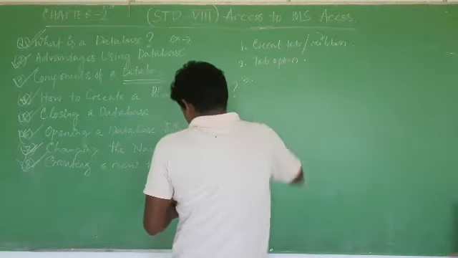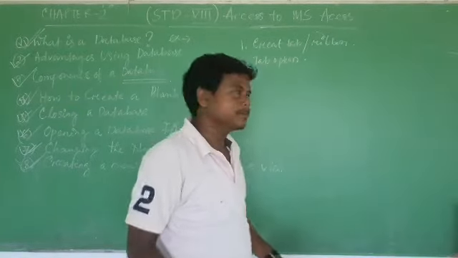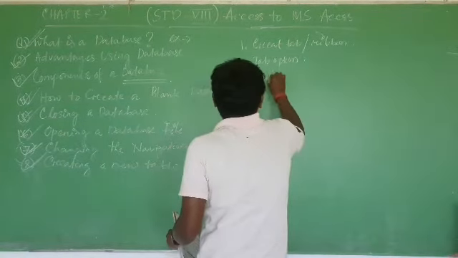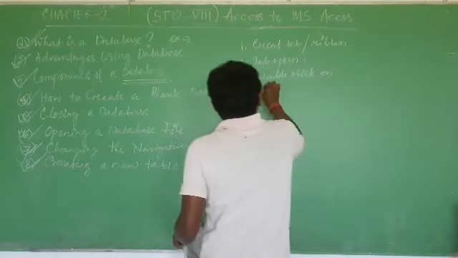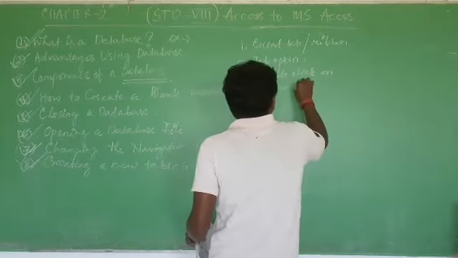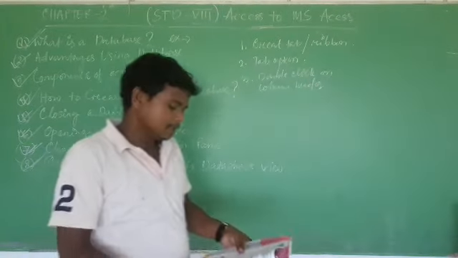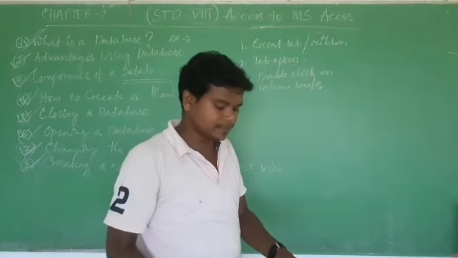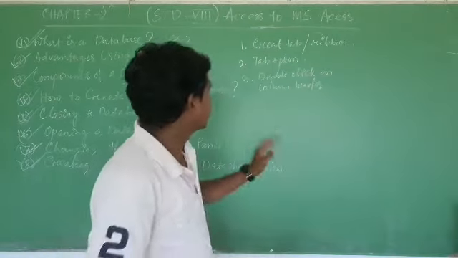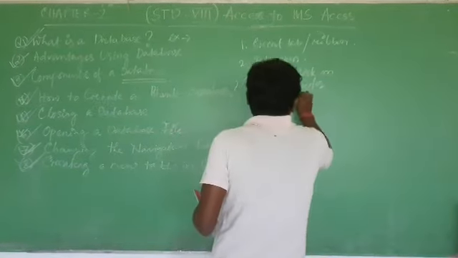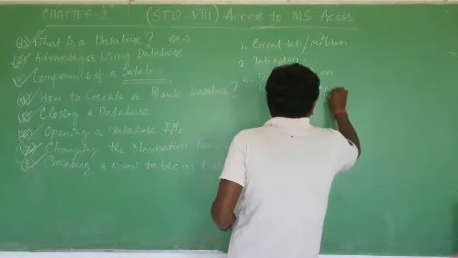Next, double click on the column header to create a field name. Double click on column header to create the field name and type your file name. Type file name here in the step 3.